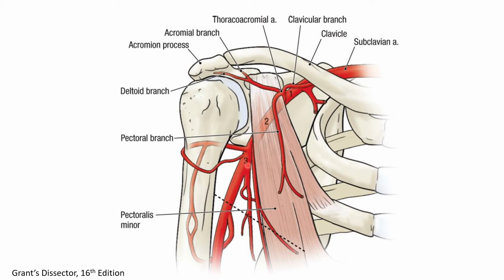Continuing on, this is the subscapular artery, giving off the branch that dives back around posteriorly behind the scapula. This would be the circumflex scapular artery. Once that is given off, it continues inferiorly as the thoracodorsal artery.